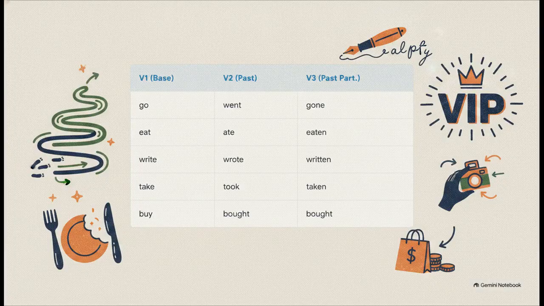Now, of course, to actually use those perfect tenses, you've got to know your irregular verbs. Think of the classic 3 columns to jog your memory. V1 is your base form for the simple present, V2 is your past form for the simple past, and V3, that's the past participle. Think of it as the VIP, the very important participle for literally all of your perfect tenses. You don't say, I have ate, you say, I have eaten. Getting comfortable with these columns, like go, went, gone, or eat, ate, eaten, is absolutely essential.